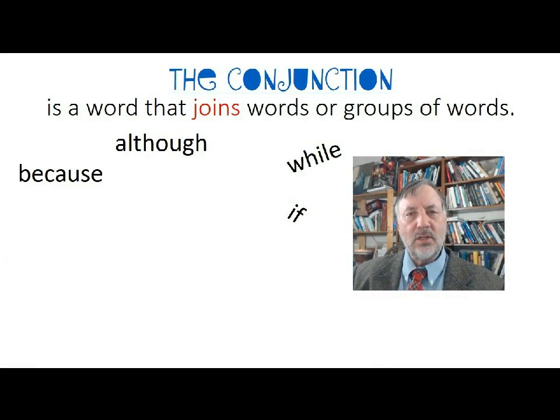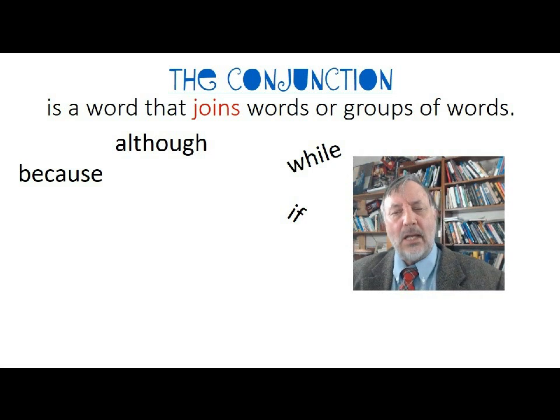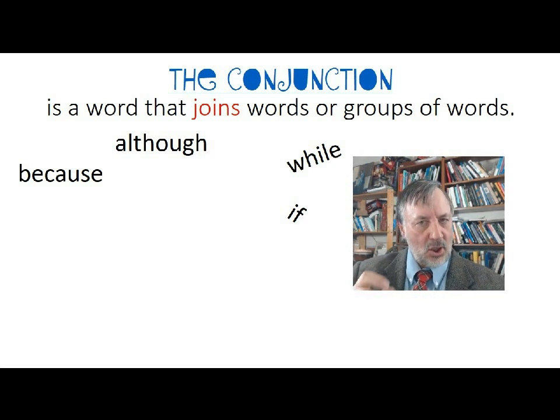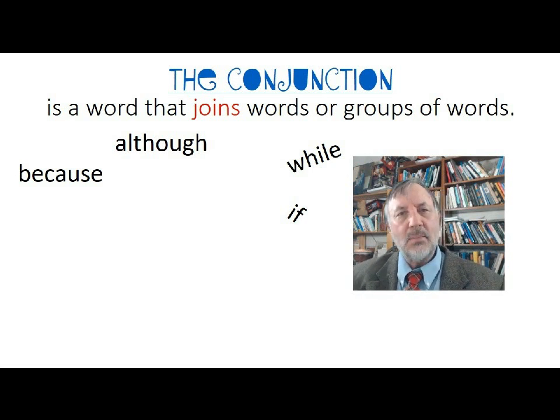The conjunction is a word that joins words or groups of words. So these are words such as and, but, or, because, while, if, words like these that join. So I could say the boy hit the ball and he ran to first base. So the conjunction and would be joining the two independent clauses.